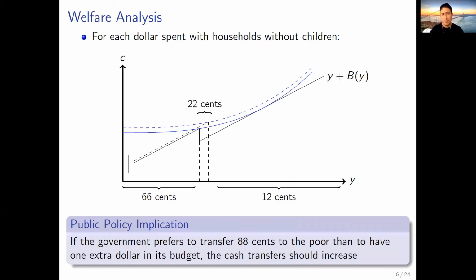And the public policy implication is as follows. If the government prefers to transfer 88 cents to the poor, right? So that's 100% minus this 12% of efficiency cost. So they prefer to transfer 88 cents to the poor more than to have $1 extra in its budget spent on schools and hospitals, etc. The government should increase the transfer to the poor. That's the policy implication of this paper.